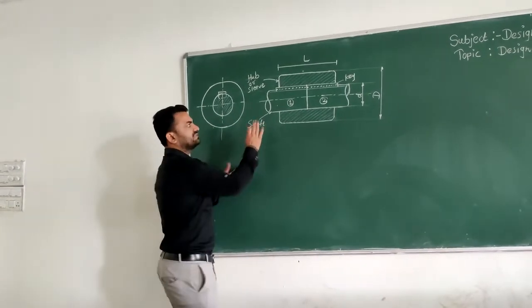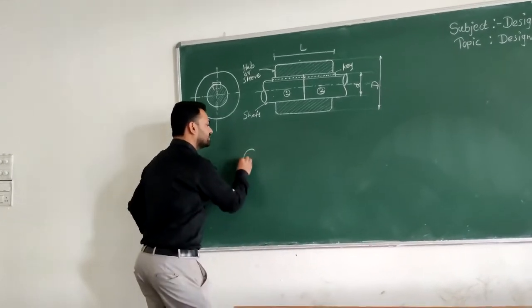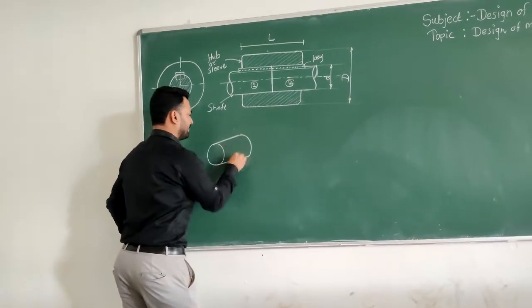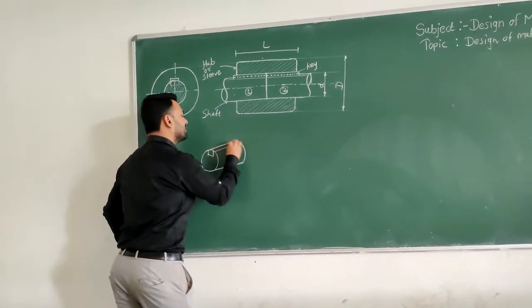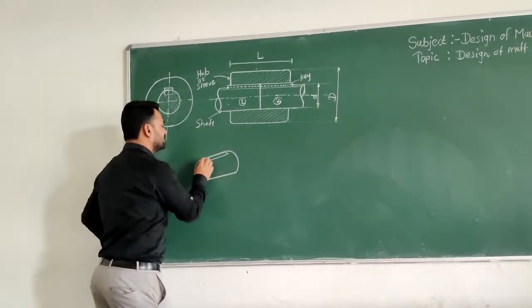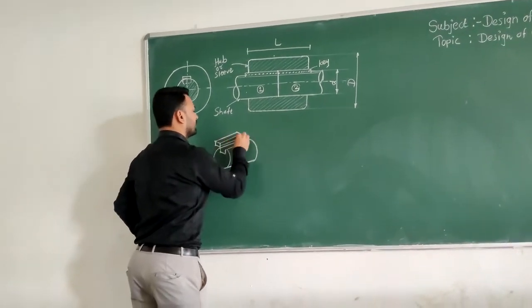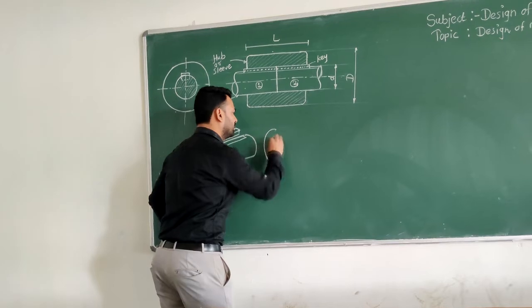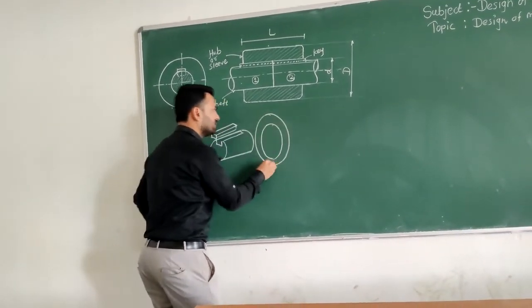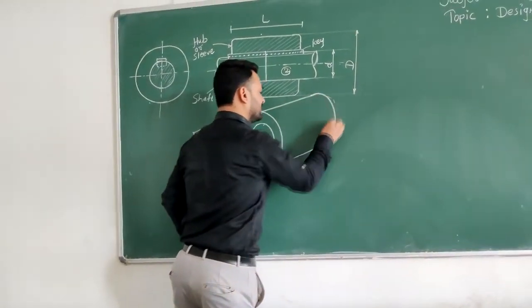See here. It is the combination of 3 to 4 elements. First element is shaft. This is the input shaft, shaft number 1, having a keyway. Keyway is given for inserting the key in the slot. Here is one key. This is the hub. Hub is nothing but a hollow shaft.